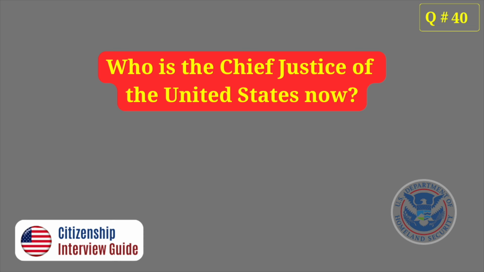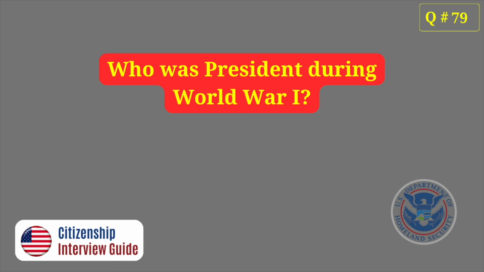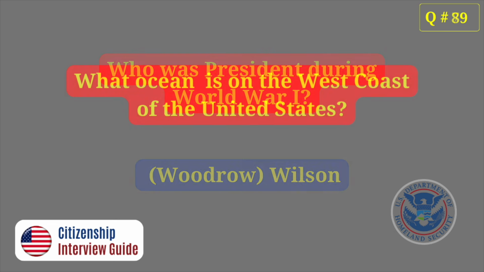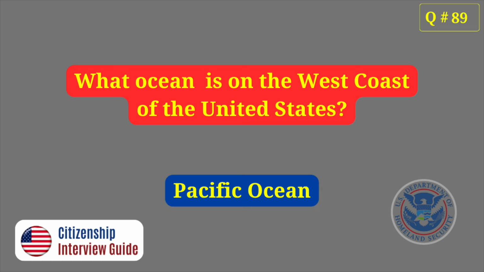Who is the Chief Justice of the United States now? John Roberts. Who was president during World War I? Woodrow Wilson. What ocean is on the west coast of the United States? Pacific Ocean.